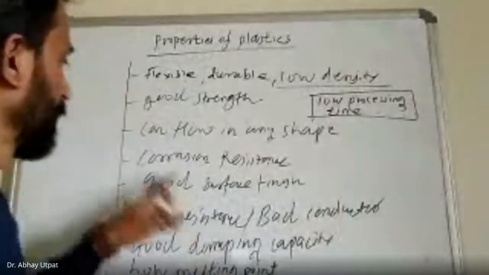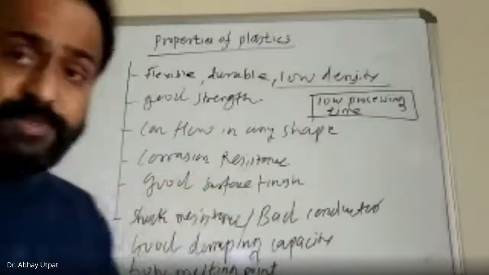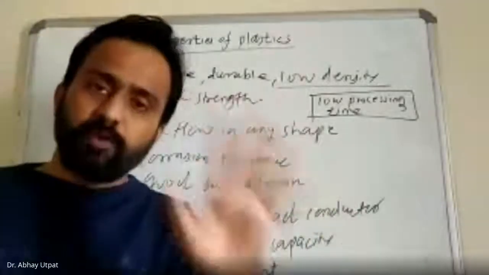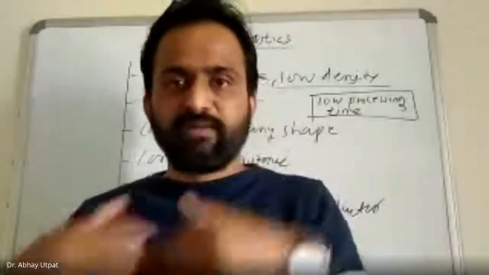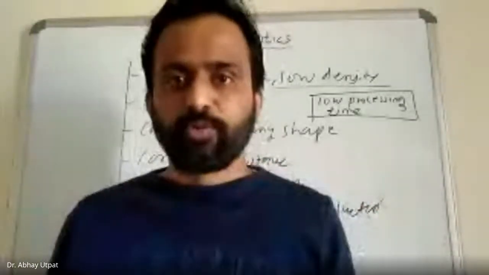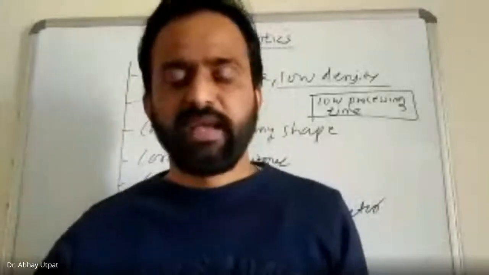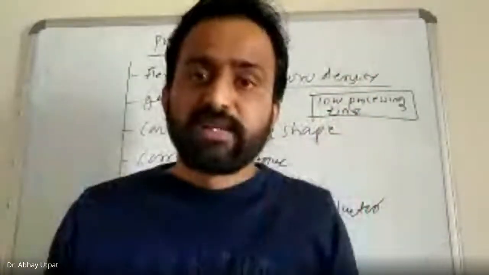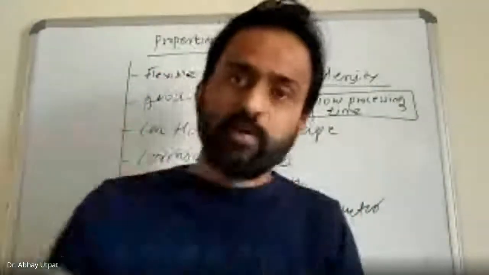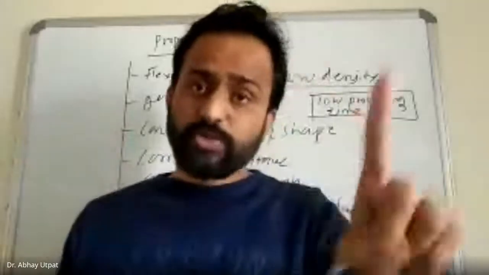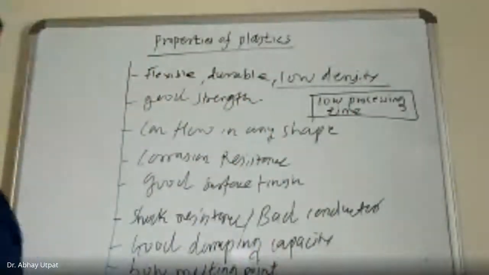Corrosion resistance, just now I told. Good surface finish in one stroke. For your kind information, the recent plastic parts which are very easily available to you are plastic components, for example chairs and plastic buckets. See its surface finish. It is produced in one stroke. There is no machining operation. So in one stroke it is giving that much good surface finish. That is the beauty of these plastic components.